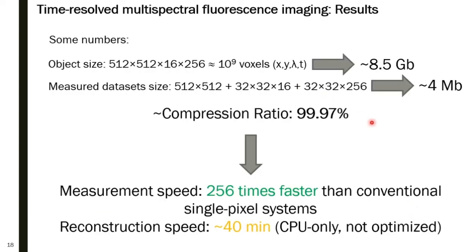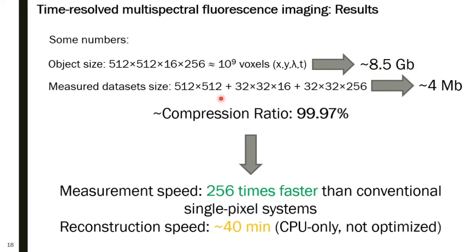So one last thing is that, as I was telling you before, one of the problems of this kind of highly dimensional systems is that you gather a lot of data, and it can be a big problem if you need to do a lot of measurements. So for example, in the experiment that I showed you just now, the number of voxels on the object that we recover is basically 1 giga. So if you use 8 bits per voxel, the dataset is around 8.5 gigabytes.